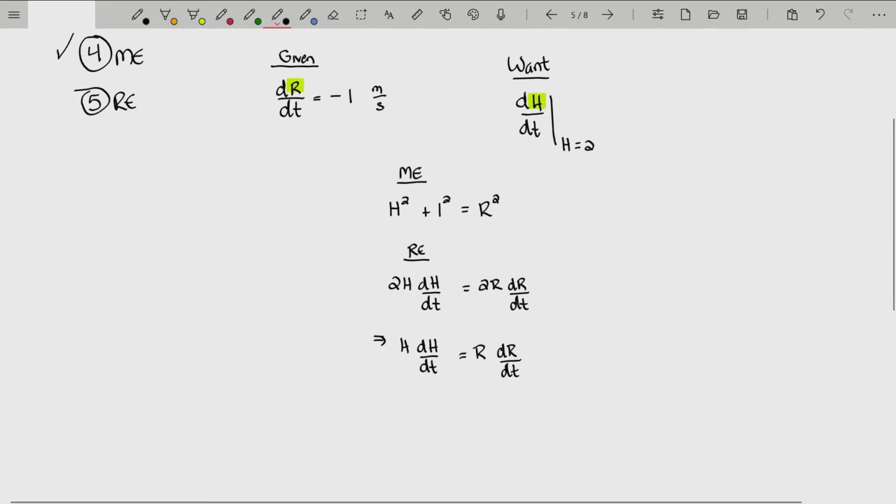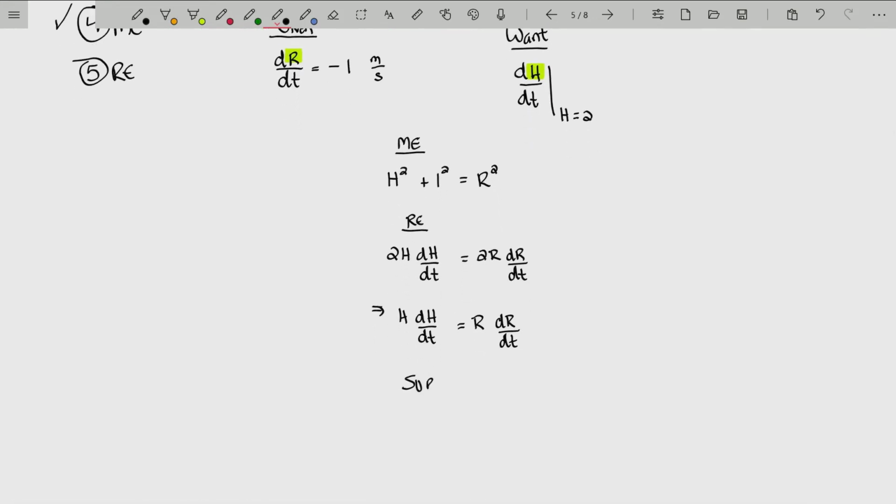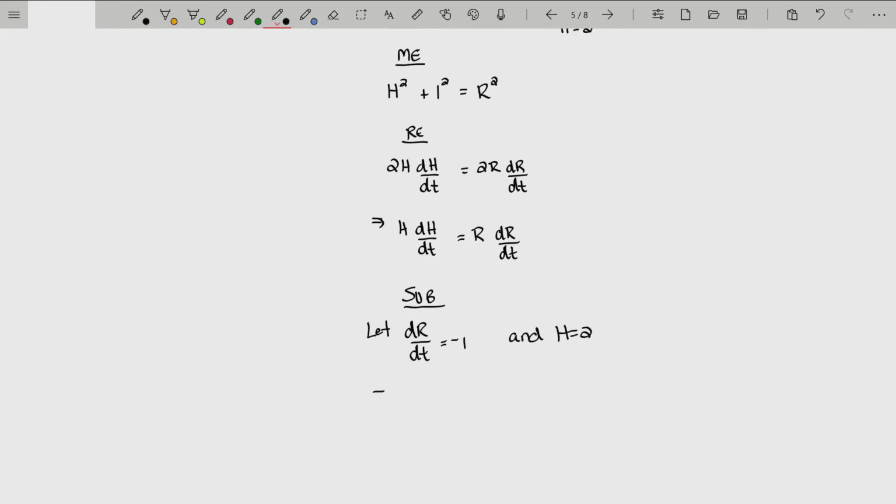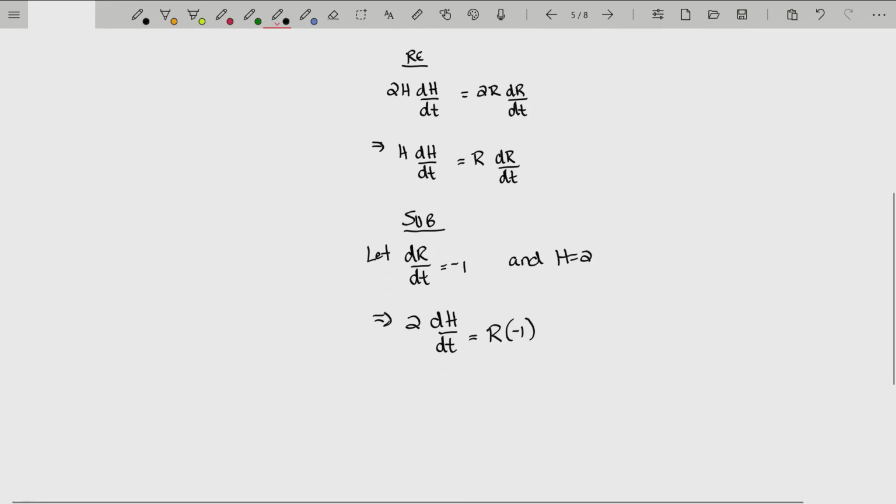So now comes the sub-in step, sub and solve. So we're going to let dR/dt equal -1 and H equal 2. So let's see, this implies 2 dH/dt is equal to R times -1. Or in other words, dH/dt is equal to -1/2 R.